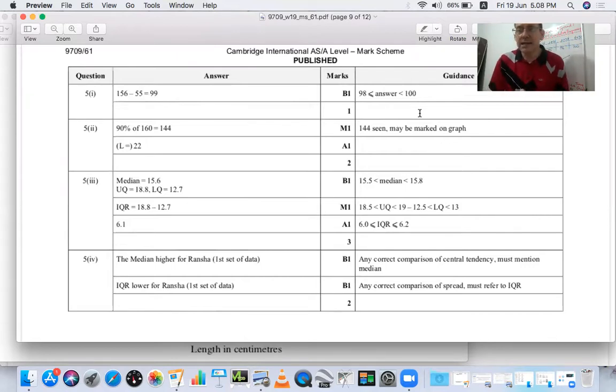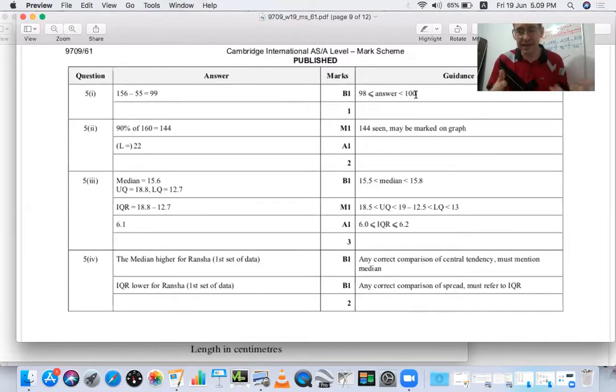Now generally, if you're careful, Cambridge generally gives you a fair window of possible answers according to the accuracy of the graph. In this particular example, I think that they should have included the 100. Notice it says the answer has to be between 98 and 100, including the 98, because you can see the "or equal to", but it doesn't have the "or equal to" on the 100. So technically my answer of 100 would not have been accepted. I would have lost this point.